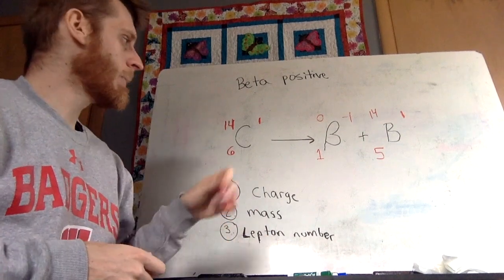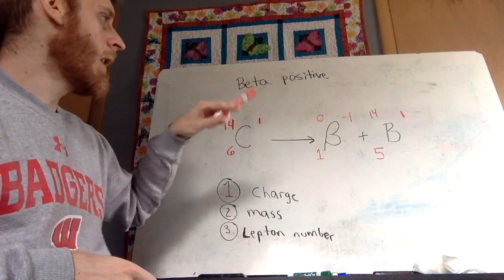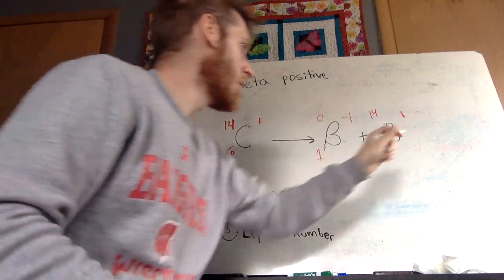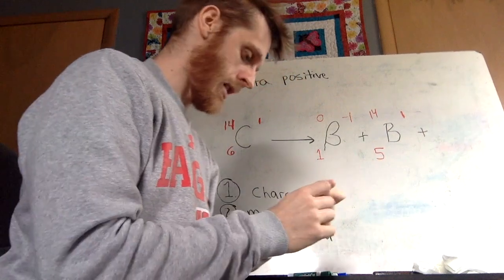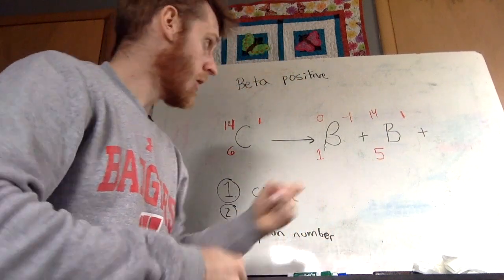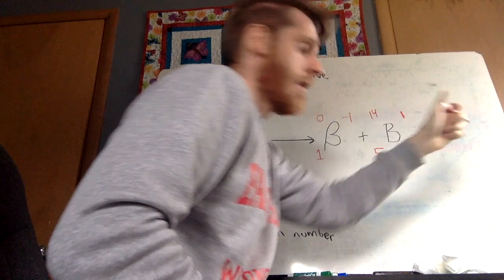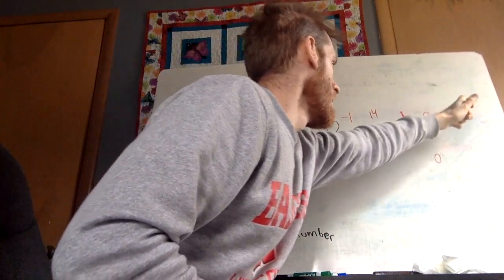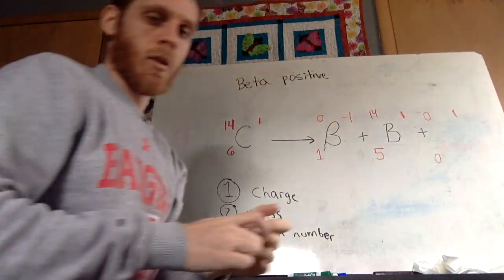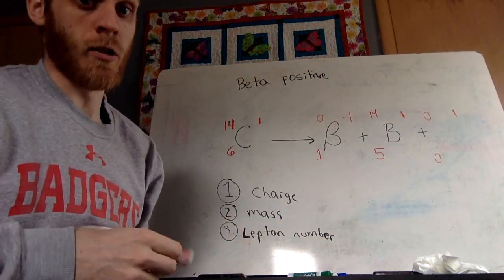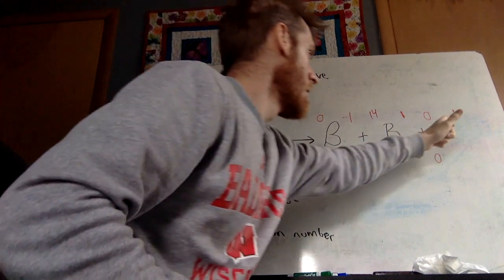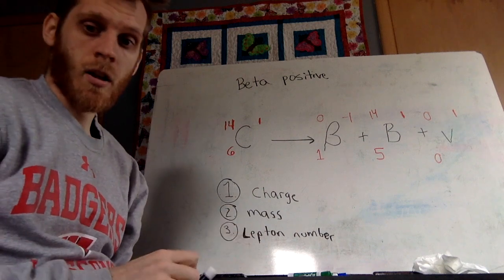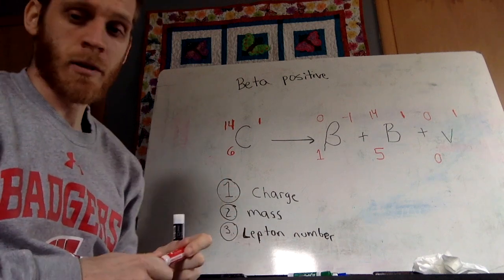Finally, we're going to balance the lepton number again. Left-hand side is 1, right-hand side is 0, because this is -1 plus 1, so we need to have another particle here that has a lepton number of 1, a mass of 0, and a charge of 0. And the only particle that matches that is a regular neutrino, whose symbol is nu, or it looks like a V. Alright? So now the charges are balanced, the masses are balanced, the lepton numbers are balanced, and so the whole thing is balanced.